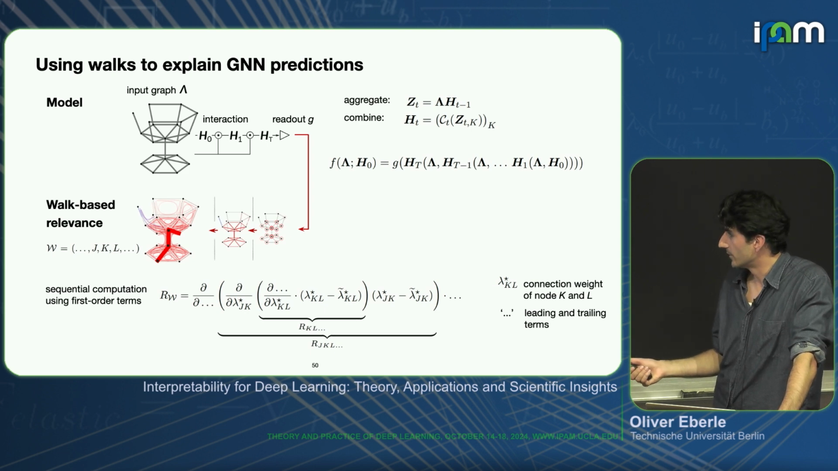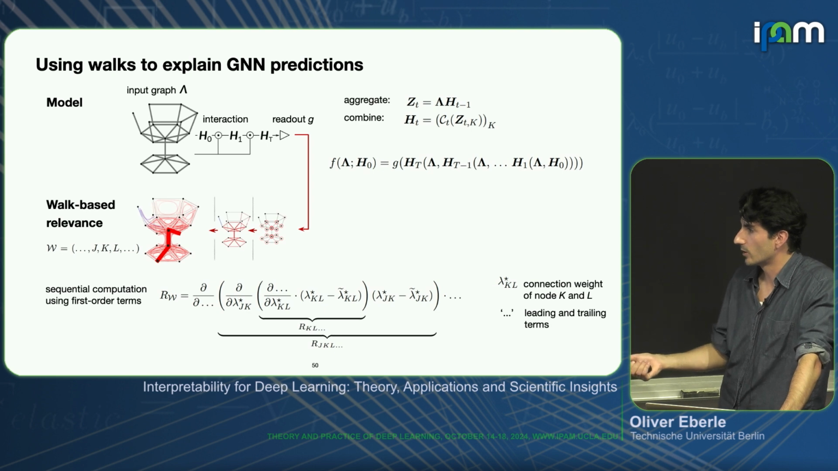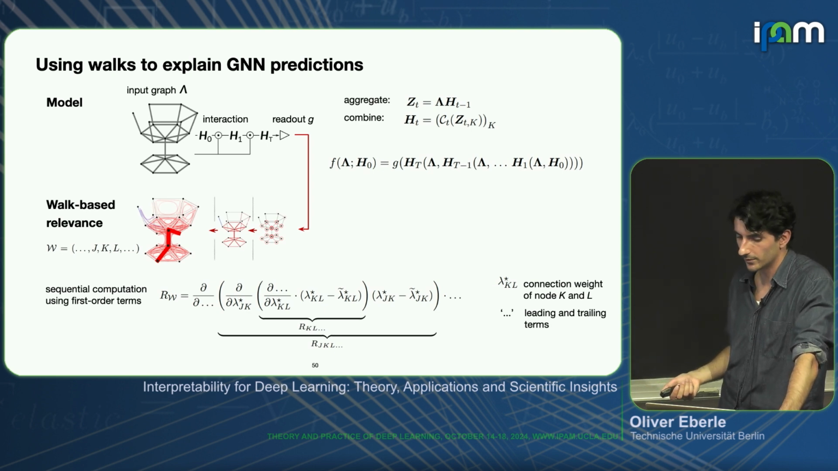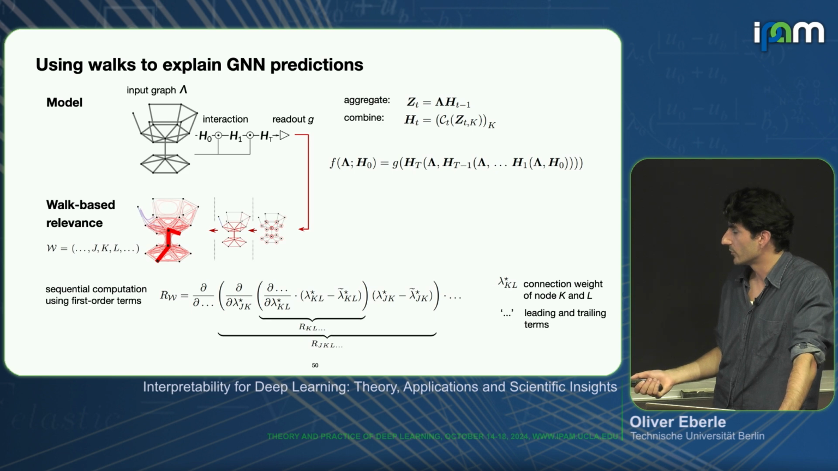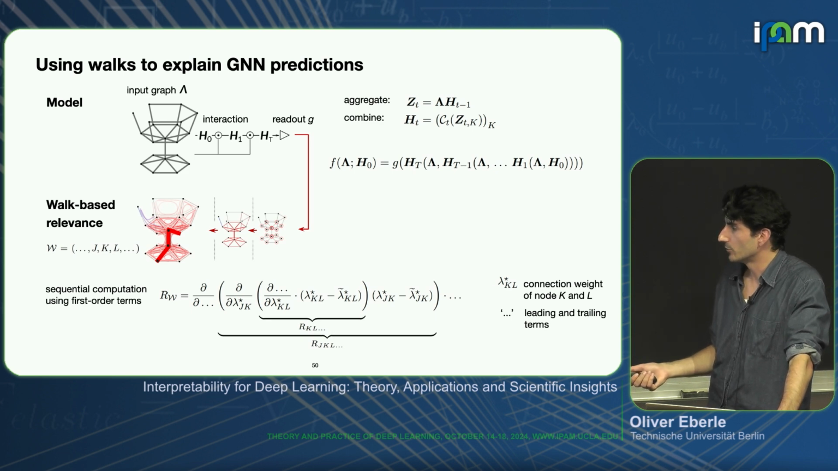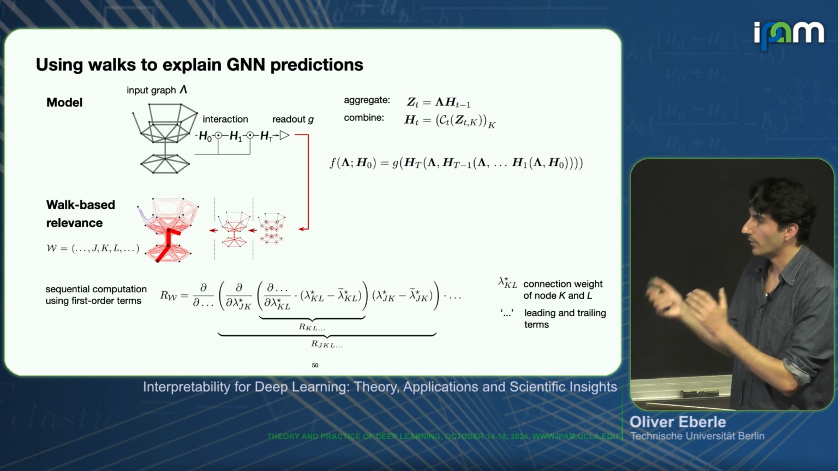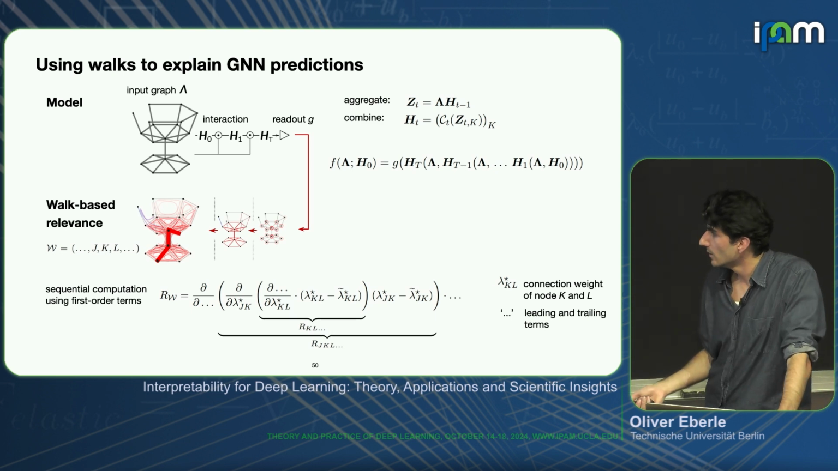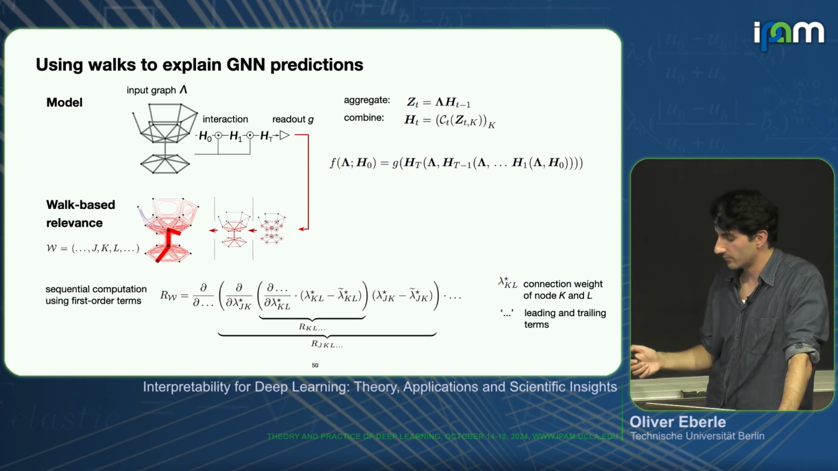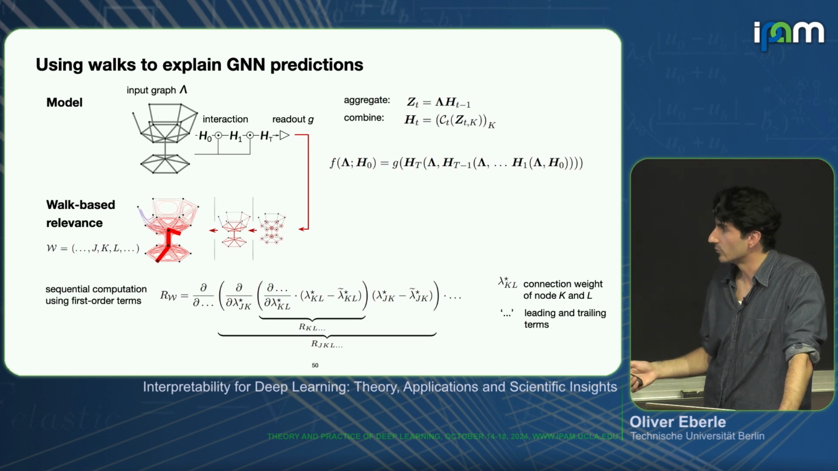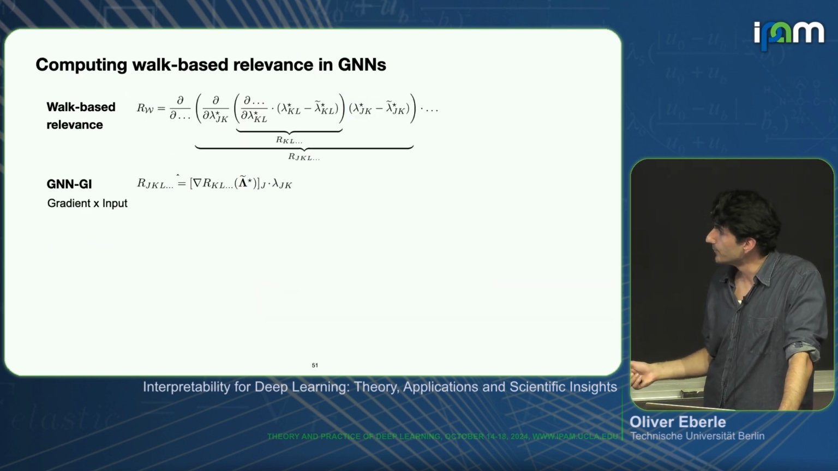But yeah, that's some technical detail here. In theory, you could get the relevance of this walk by computing a third order gradient. But you can also get it by computing the local first order gradient and combining them. It's still computationally expensive to do it, but there's follow-up work that can make this a lot faster.